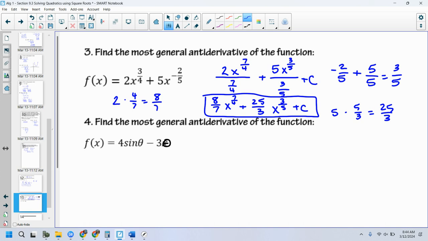4 sine theta. So remember, I like to do it this way. What is the derivative of sine?